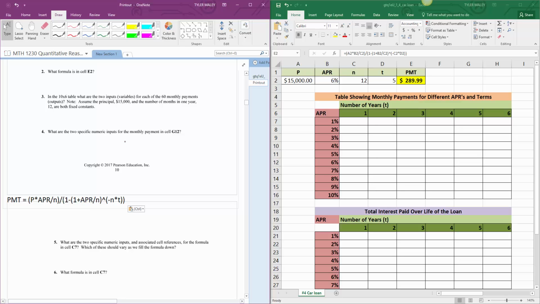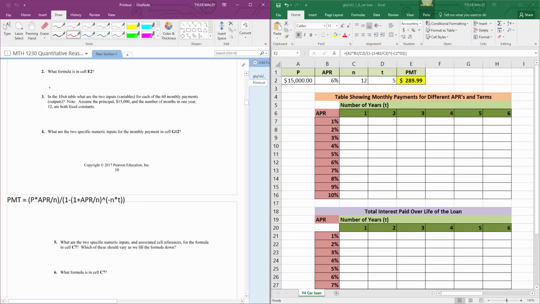So notice also that in cell E2, what this is doing is calculating the payment from cells A2, B2, C2, and D2. These are my inputs. A2 is the principal I'm inputting, B2 is the APR, C2 is the N, and D2 is the time. So when you have a table like this, it's understood that those are the values I'm inputting, and what's in the yellow box E2 is my output.